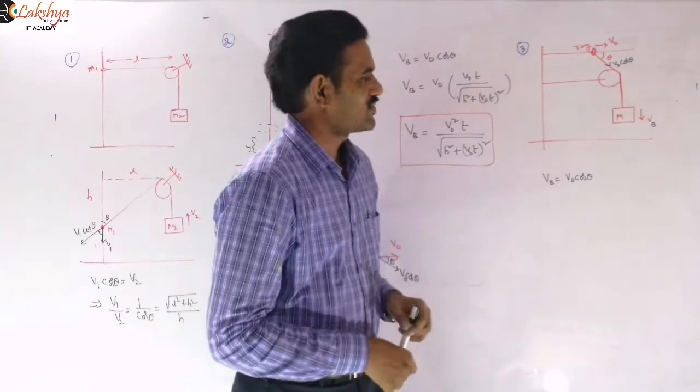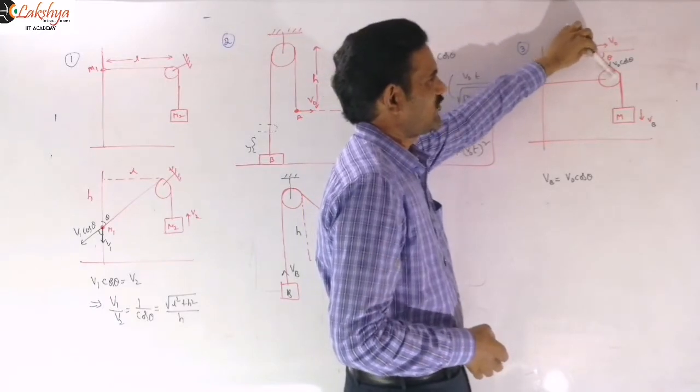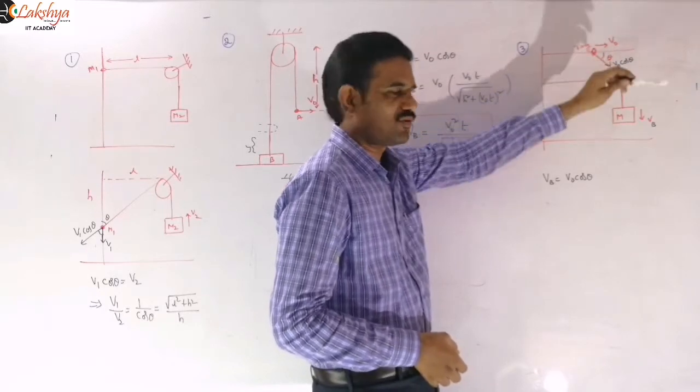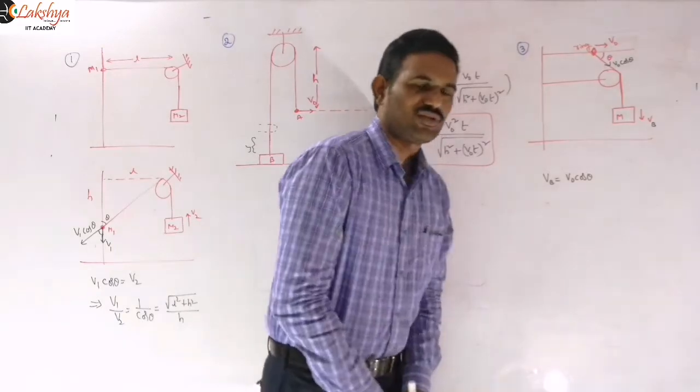So here also you can solve it easily. Just resolving this velocity into components, you will get v0 cos theta along the length of the string. That must be equal to the velocity of this block. So directly I am using that the velocity of the block is equal to v0 cos theta.